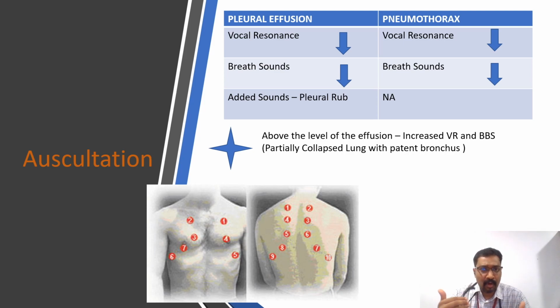As I said, the vocal resonance and breath sounds are reduced in pleural effusion, but at times above the level of the effusion, you can get an increase in vocal resonance, as well as an appreciation of bronchial breath sounds. Now, why does this occur? This occurs because of the partially collapsed lung, which has a patent bronchus. So, over that particular patent bronchus, you will find these bronchial breath sounds and an increase in the vocal resonance.